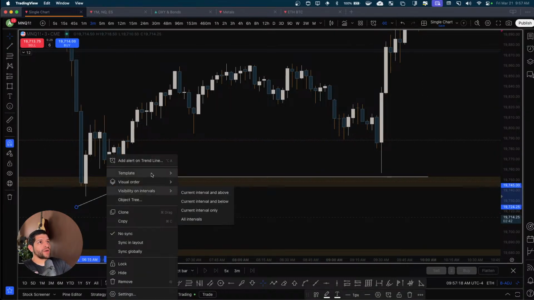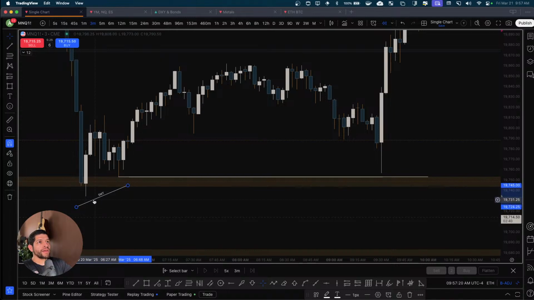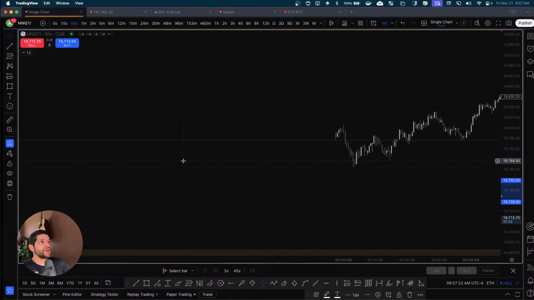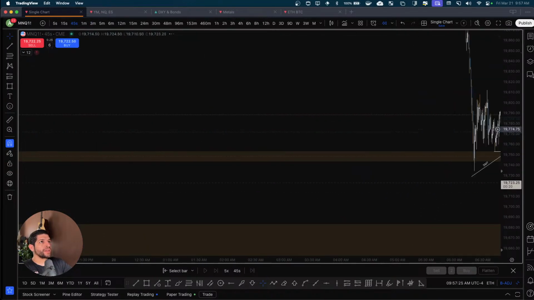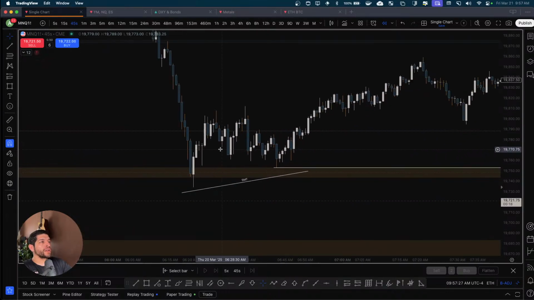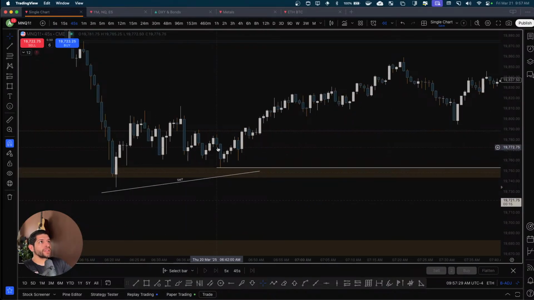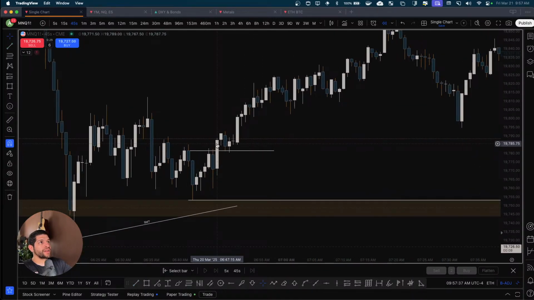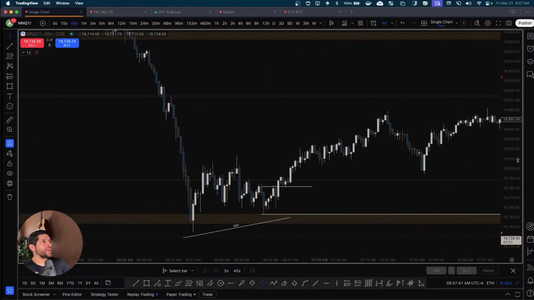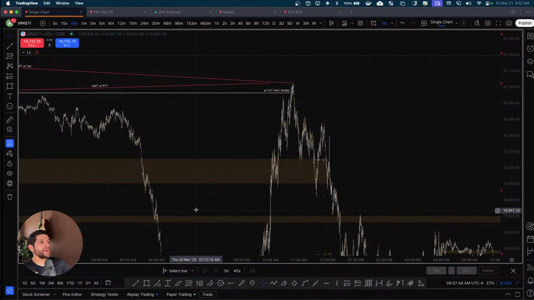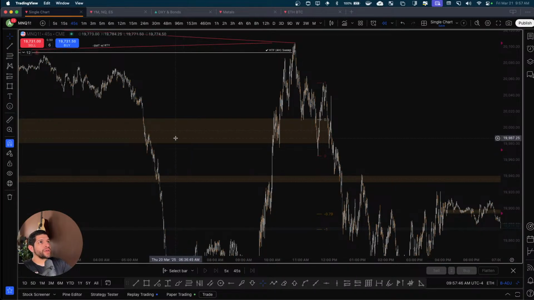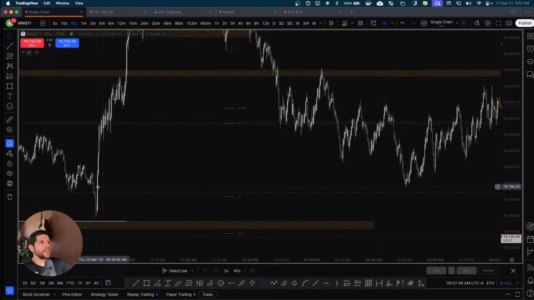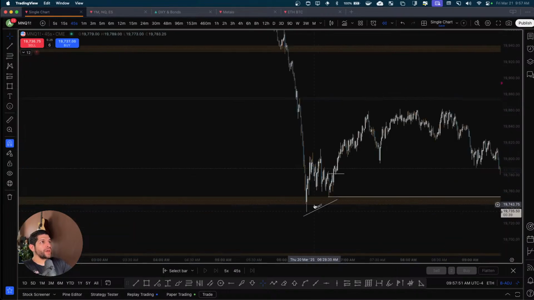SMT inside a 2 hour BPR, right? SMT inside a 2 hour BPR that took us higher. Boom, CISD right here. You could have gotten your entry right at that CISD inside of that fair value gap. Stop at these lows and target. I think this target was way up here. There was a -2 standard deviation up here, -4 all the way up here, right? And just let it play out, and that's it.